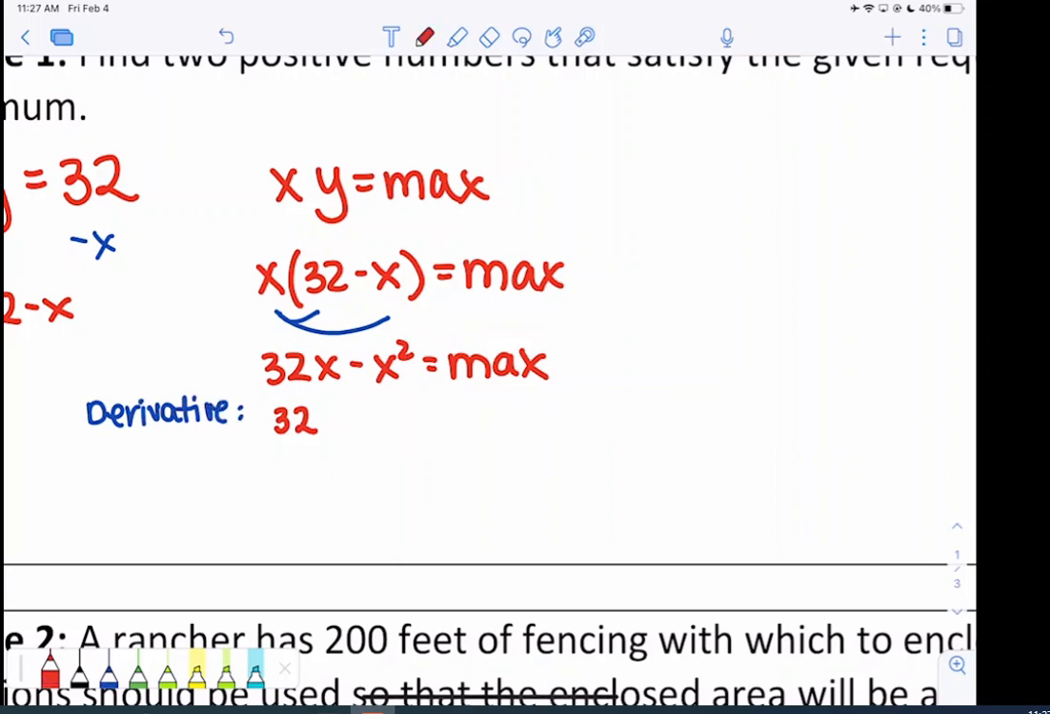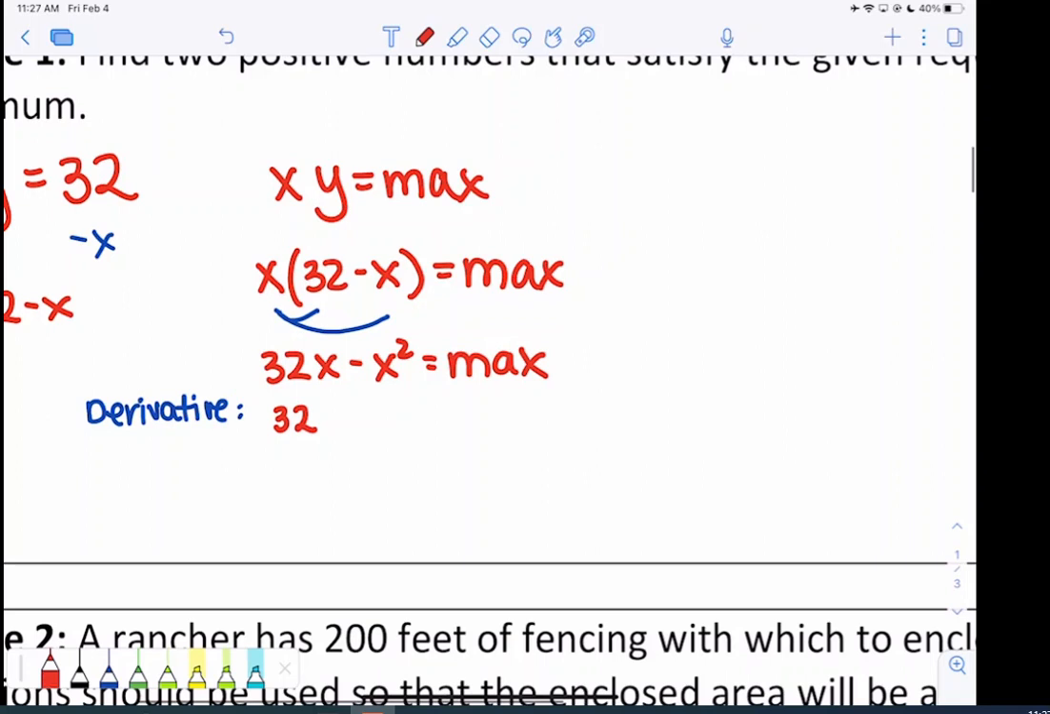Okay, and then the derivative of negative x squared, negative 2x. And I know that the derivative at any maximum or minimum is equal to 0. Calculus is done. Now we are officially in the territory of Math 7. What do I do to solve for x?